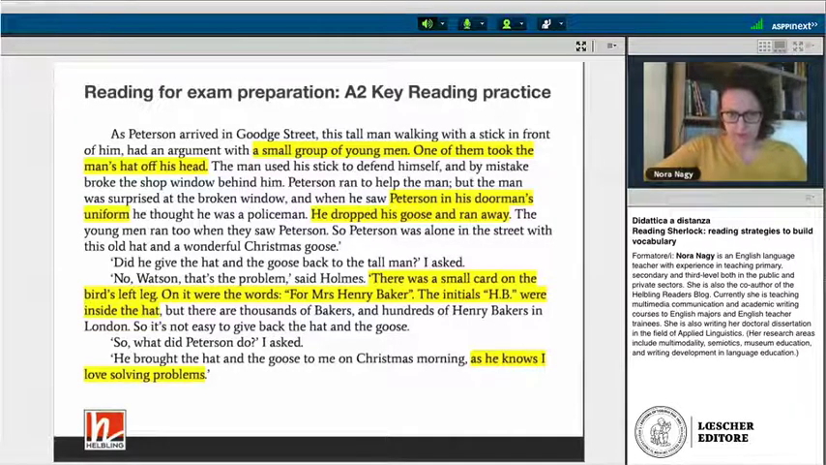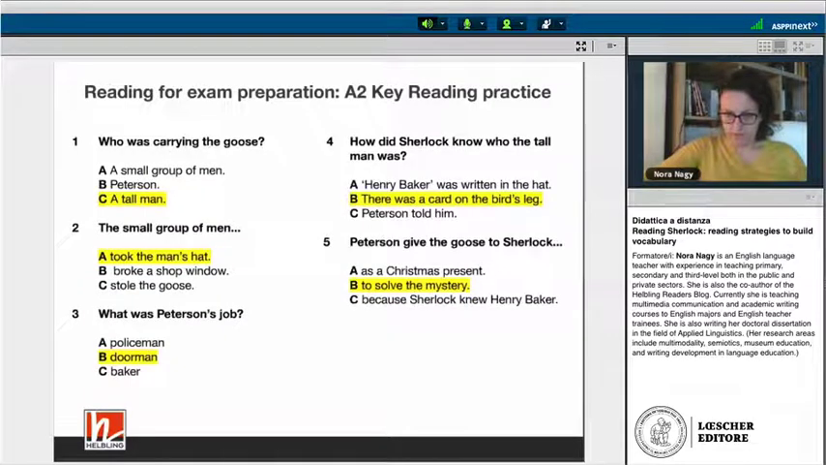So we have information about a small group of men. One of them took the man's hat. Peterson was in his doorman's uniform. He dropped his goose and ran away. There was a small card on the bird's left leg. There were some words on this card. The initials HB, we have already seen before, were inside the hat. And we know that Sherlock loves solving problems. So we have detected where the possible answers might be.